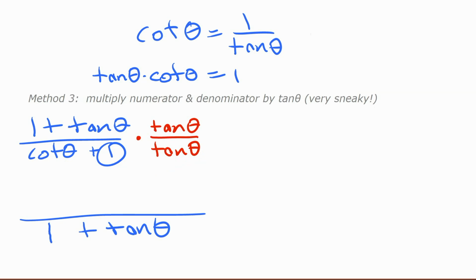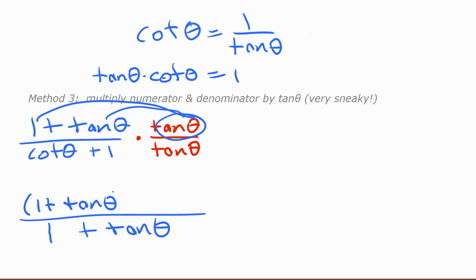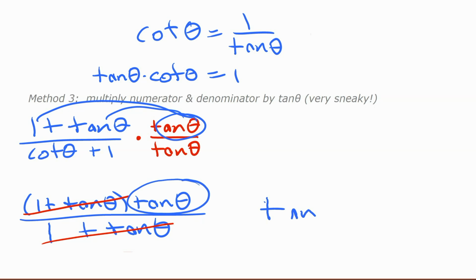Now on the top, I have tangent times 1 and tangent times tangent. But in this case, I'm going to leave it in factored form. So I'm going to put 1 plus tangent times tangent. And the reason I'm going to do that is because it looks very similar to what we had up above in the second method. I have this binomial on the top, and I have this binomial on the bottom. And so whatever the value of theta is, I can cancel that out because it would divide to 1. And then you can see I'm just left with tangent. So in a couple of steps by that method, I get there that it's tangent.